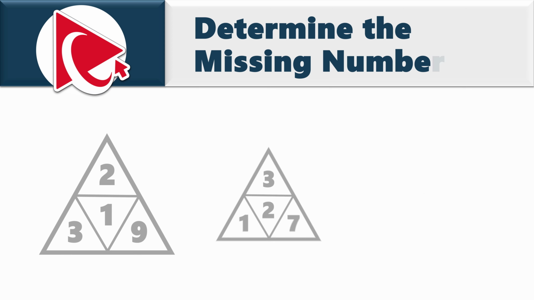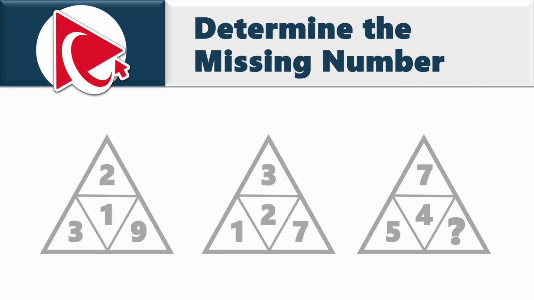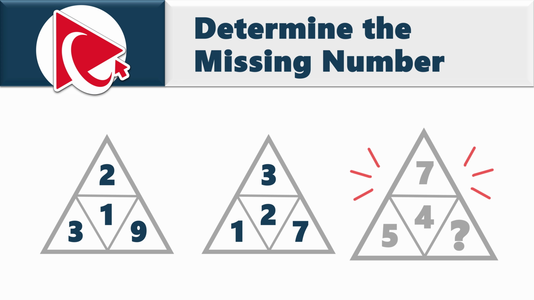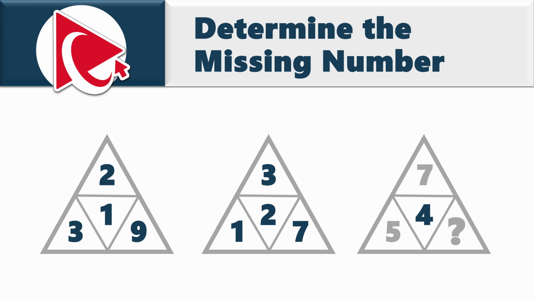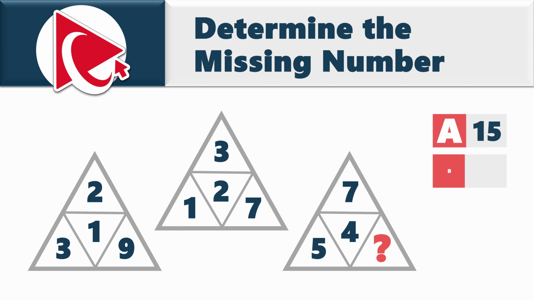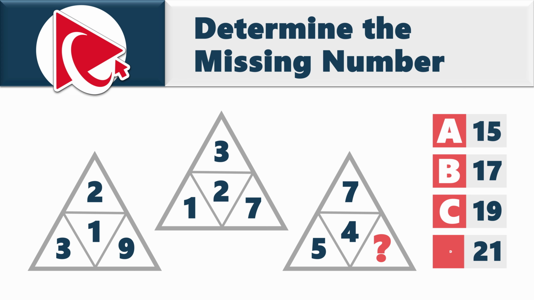You're presented with 3 triangles. Triangles have numbers inside. The first triangle has number 1 in the middle and numbers 2, 9, and 3 on the sides. The second triangle has number 2 in the middle and numbers 3, 7, and 1 on the sides. And then the third triangle has number 4 in the middle, numbers 7 and 5 on the sides, and in the bottom right corner it has the missing number, which you need to calculate and select out of 4 possible choices. Choice A, 15. Choice B, 17. Choice C, 19. And last but not least, choice D, 21.